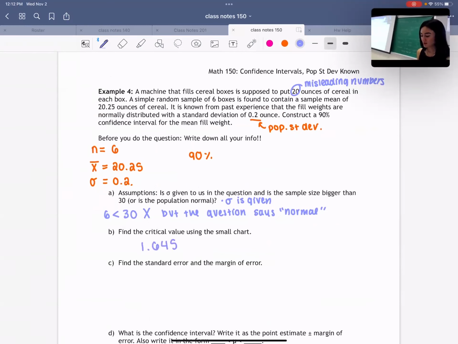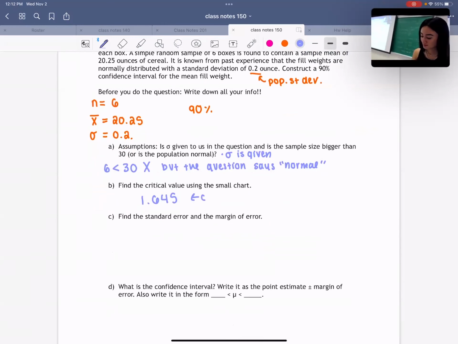Perfect, right? The critical value is literally on the chart. You look at the 90% portion of the chart and it tells you 1.645. Can you find the critical value on the quiz? Yeah, but I'll give you the chart, so you don't need to memorize any of the chart values. Just look it up on the chart, and it's 1.645.